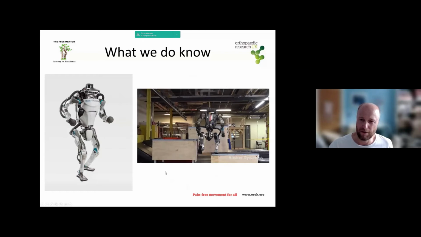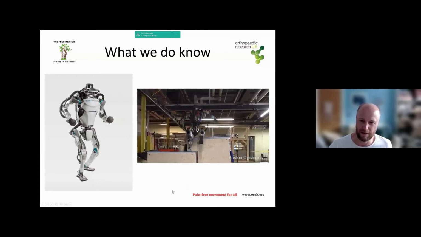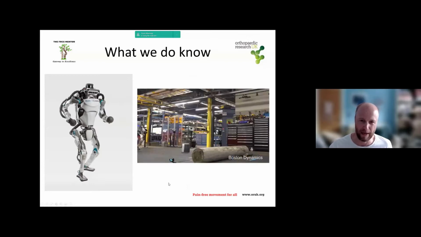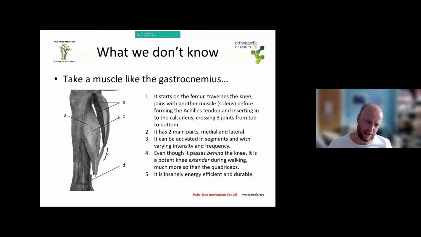And you think, all right, we must have sorted how we walk then, because if we can make something that does this, then surely we must know everything about walking. But there's lots and lots of problems, and the big problem is we just don't know how the control mechanism works in humans. We don't know how everything is put together. And this is just to give you an illustration of why it's so complicated.